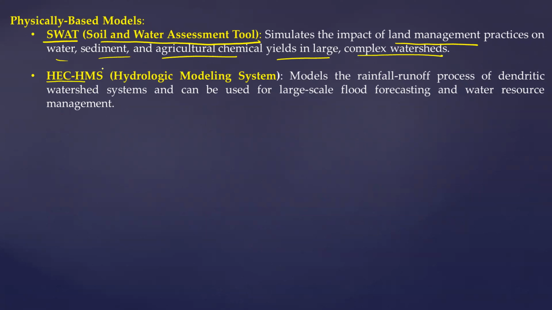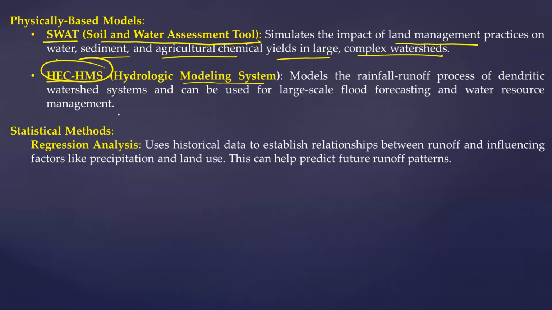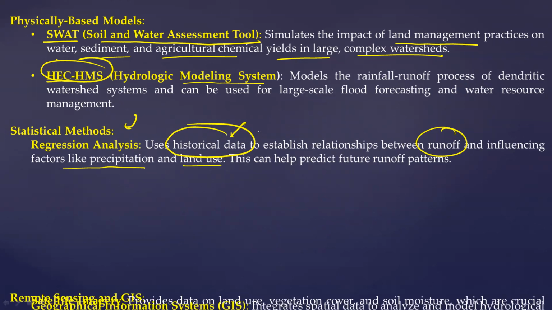Then you have HEC-HMS, the Hydrologic Modeling System. We use these kinds of models for flood forecasting and water resource management. And obviously you have statistical methods, which are the old methods: regression analysis, using historical data to establish a relationship between runoff and influencing factors like precipitation and land use. You have some direct variables, indirect variables, and we talk about regression analysis.